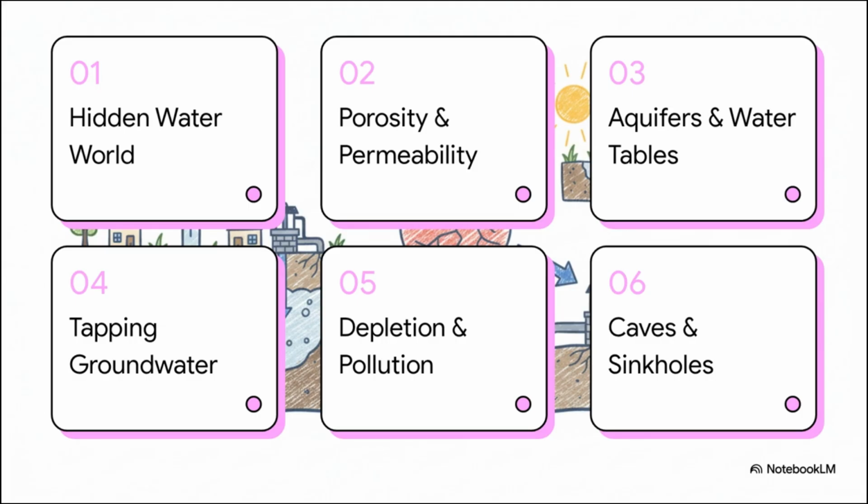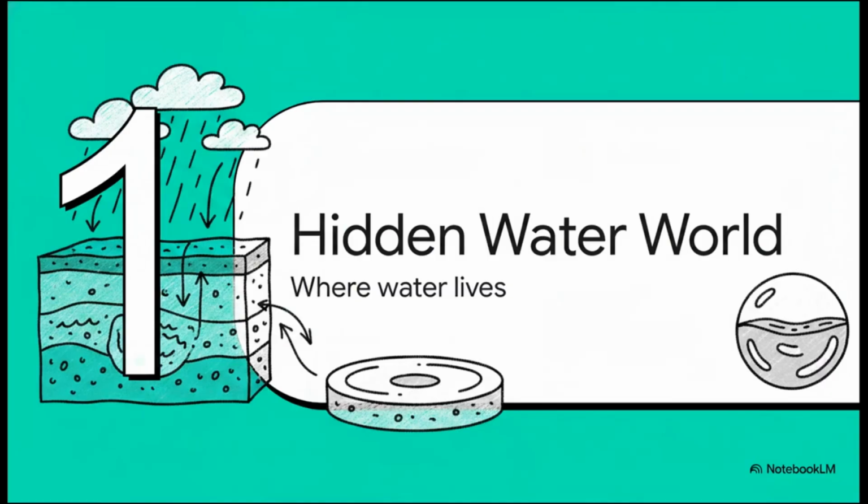To demystify how this whole hidden system works, here's our roadmap. We'll start with the hidden water world. Move into porosity and permeability, explore aquifers and water tables, look at tapping groundwater, discuss depletion and pollution, and finally wrap up with caves and sinkholes. Section 1. The hidden water world.